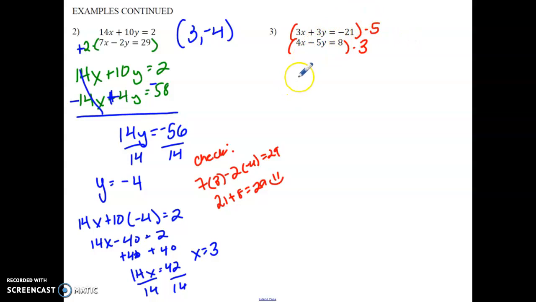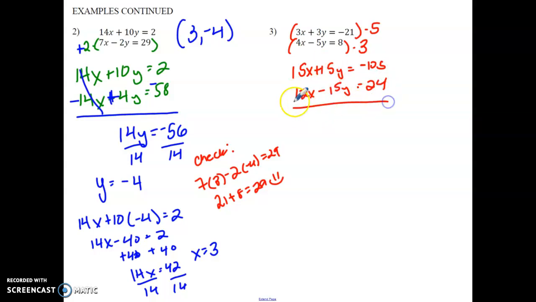Okay. You could do the same thing with 4 and 3. So multiply the top by 4, the bottom by 3. It'll work out either way. But I get 15x plus 15y equals negative 105. I get 12x minus 15y equals 24.